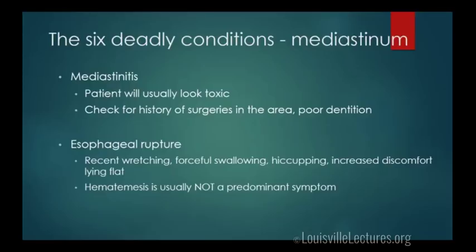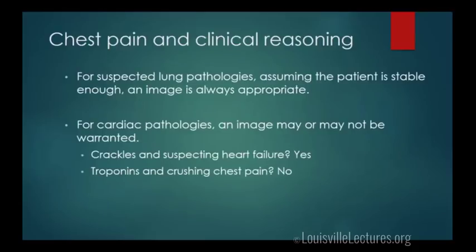There's not really any natural stopping points within the fascial planes as you go from the mouth to the mediastinum. So infection can spread very quickly here and become necrotizing. So if a patient looks toxic, they have pain, or there's erythema here, that's one of the things you would want to consider. Then esophageal rupture. Hematemesis is usually not a predominant symptom of this, and there is usually some sort of initiator to it, even forceful swallowing.